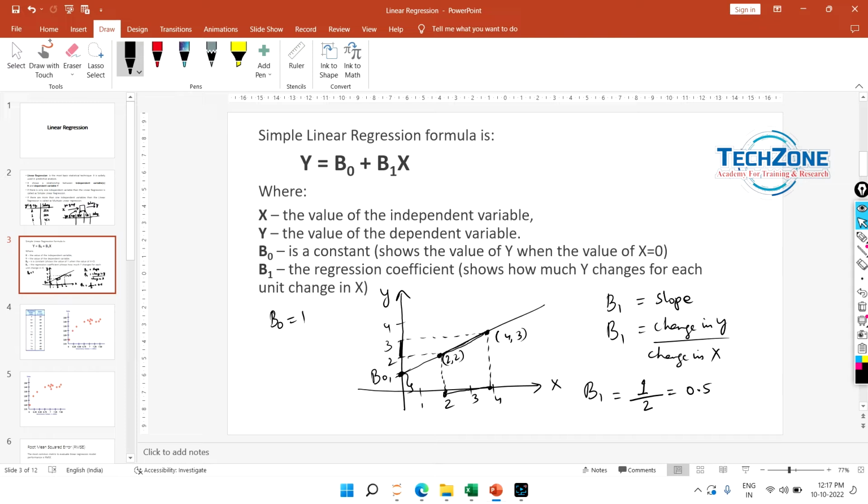I hope the terms are clear. y is the dependent variable, b0 is the y-intercept, b1 is the slope, and x is our independent variable. What our linear regression model does is it will calculate the values of b0 and b1. We will give the value of x, the independent variable, and based on that we'll get the values of y.